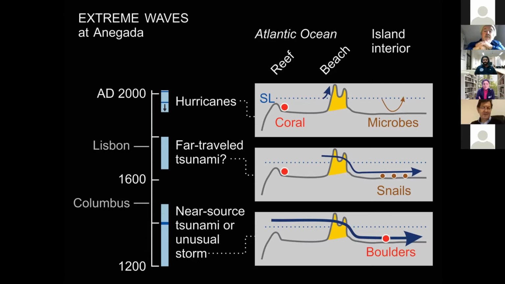Sometime between 1650 and 1800 on this island, there was a bigger surge of water that managed to stir up the mollusks of a marine embayment that was there at the time in the position of today's salt ponds. And that made quite an impressive deposit, but it didn't move coral colonies from the fringing reef.